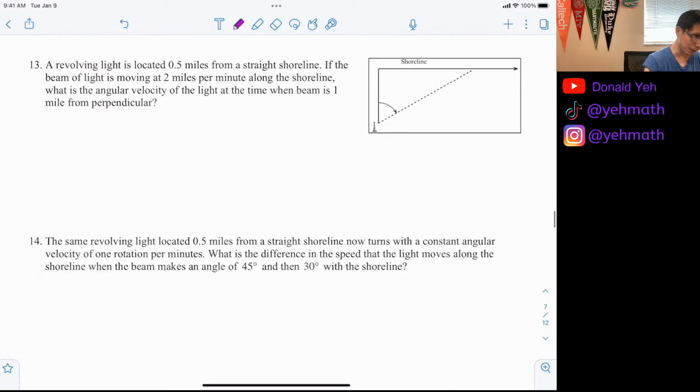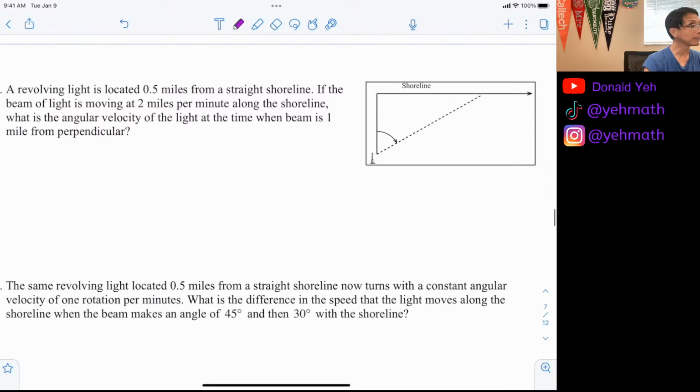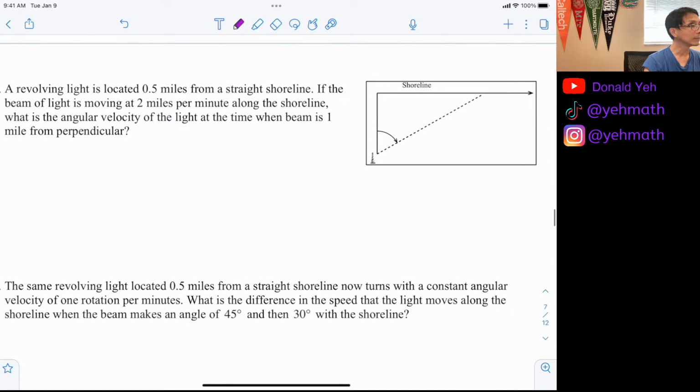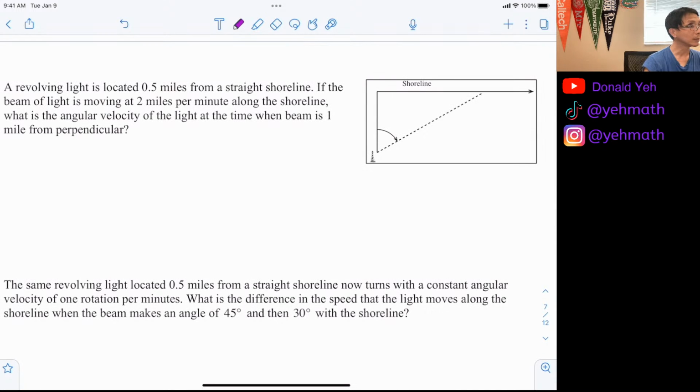So the next problem is going to be the revolving light one, question 13. Oh yeah, I got that too. I put one number wrong. I got the whole thing. What'd you get a final answer? I got 4/5. 4/5 is correct.